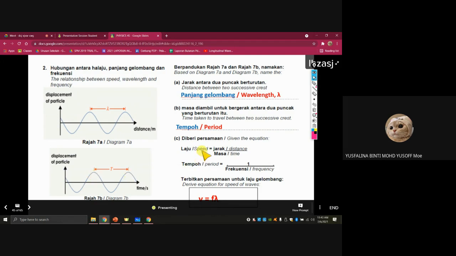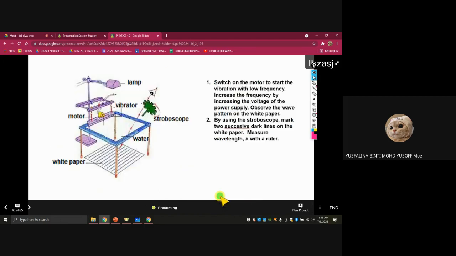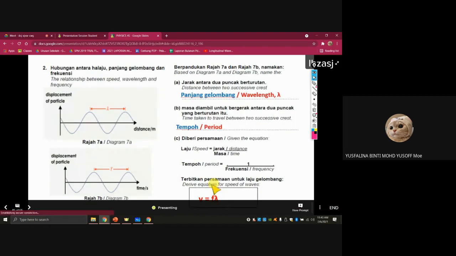Given the equations, the speed is equal to distance divided by time, and the period is 1 over f. You can then derive the equation, and you will get v equals f lambda. This is the formula that you need to use in the wave equation. Lambda is the same thing as wavelength.